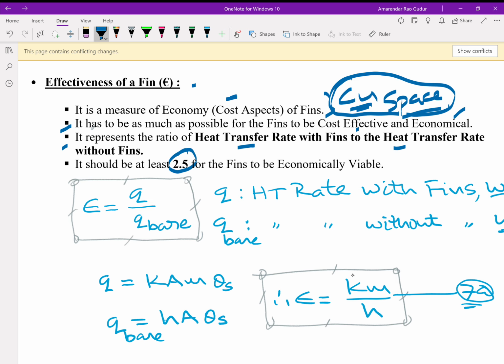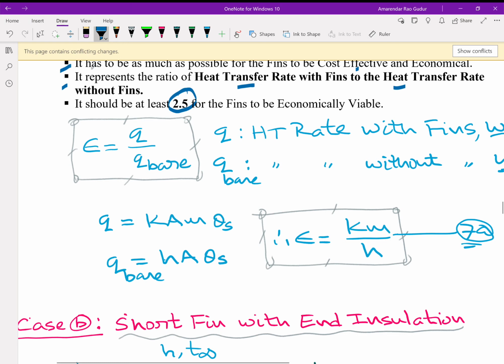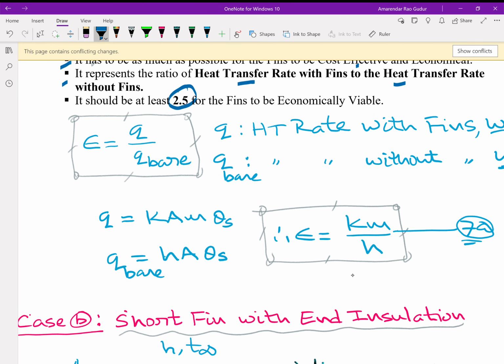Mathematically, effectiveness is Q by Q bare. Q is the heat transfer rate with fins, Q bare is the heat transfer rate without fins. And remember, Q is √(hPkA) θs, it is combined modes, and Q bare is hA θs, it is pure convection, which means that whatever surface you have is losing heat on its own. There is nothing that you are separating. Some area is there, medium is there, surface at Ts, medium at T infinity. It is as simple as that. So it is losing its heat on its own by pure convection.